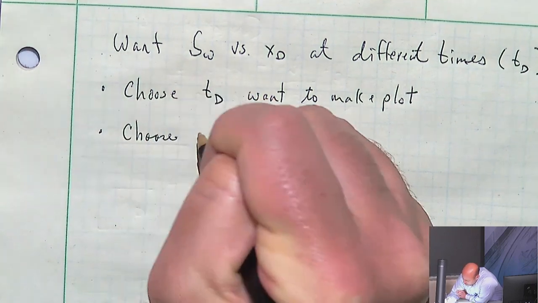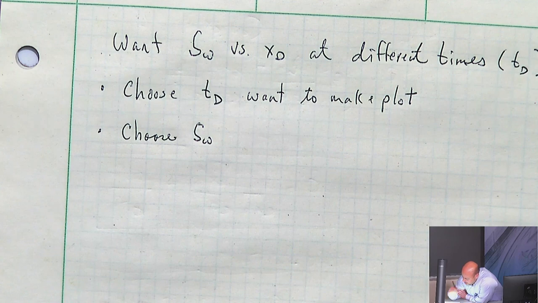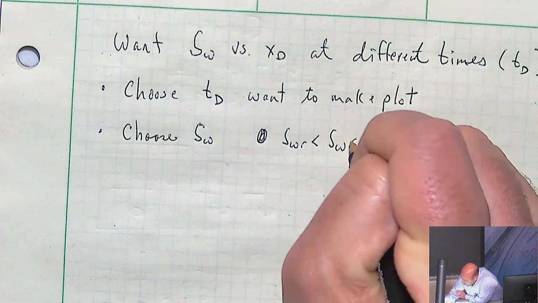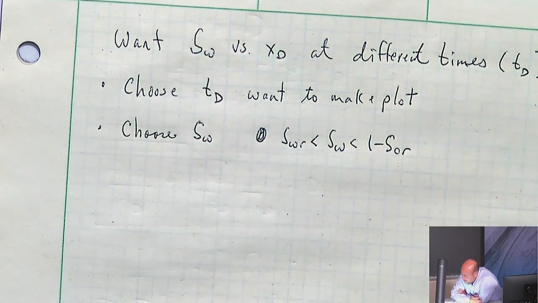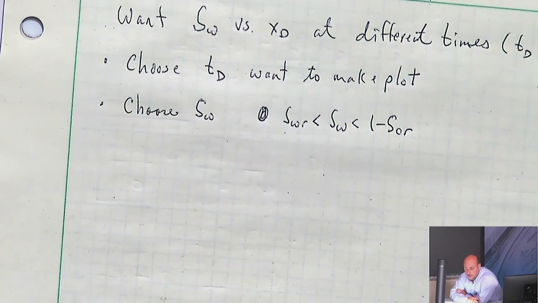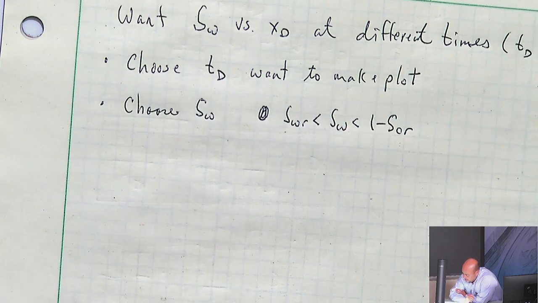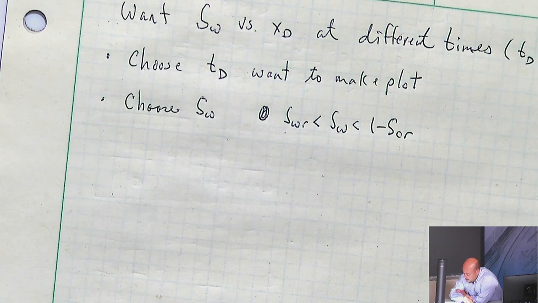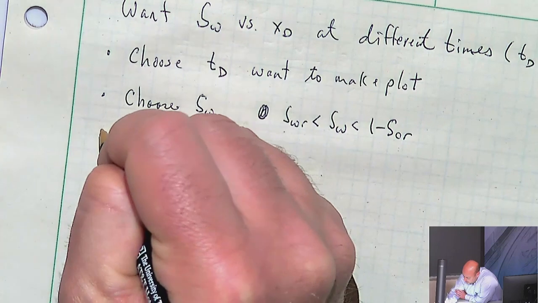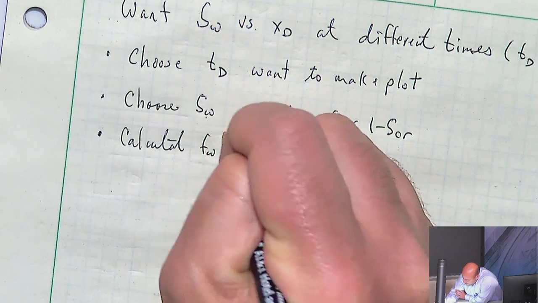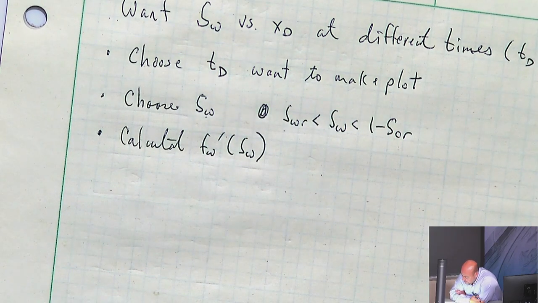Then you choose an S_w, and you'll want to choose S_wr less than S_w less than 1 minus S_or. We don't want less than the residual water saturation or greater than 1 minus the residual oil saturation. So you choose an S_w in that range. And then now that you've got an S_w, you calculate f_w prime at S_w. Remember, we have that equation or those curves.